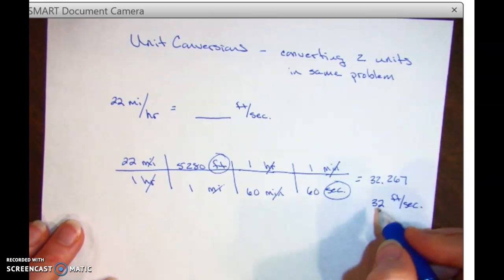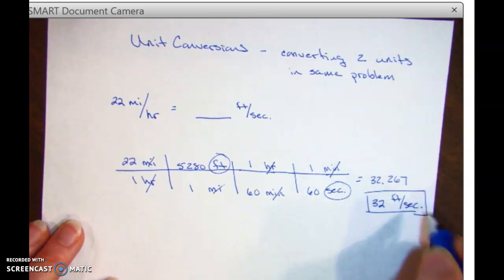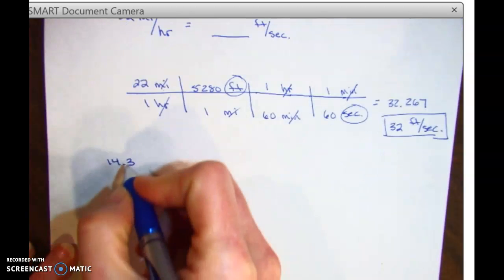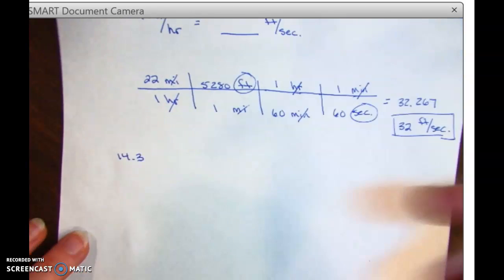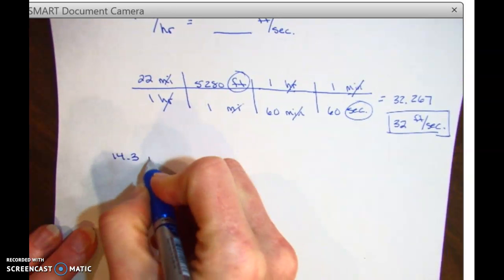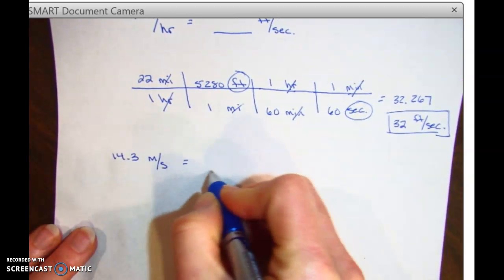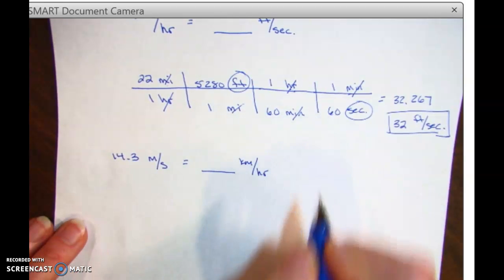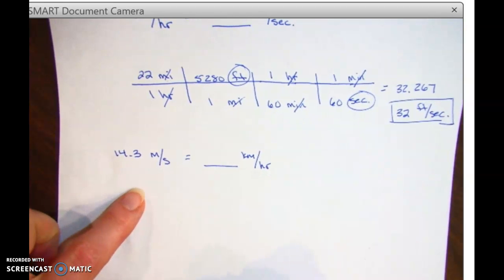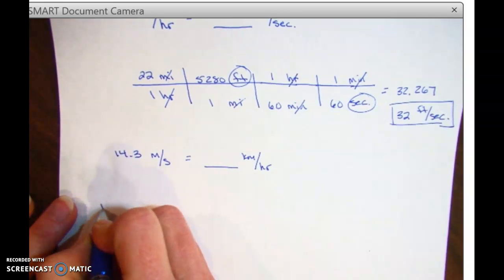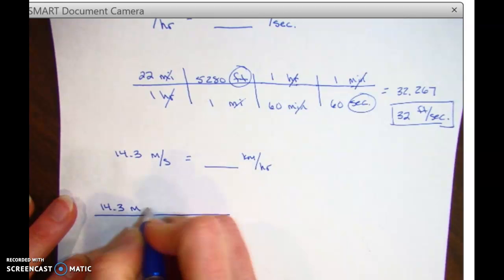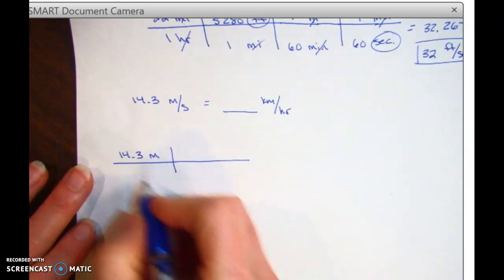I'm going to do one more example. This time we're going to start with 14.3 meters per second. And we're going to convert it to kilometers per hour. I want to know how many kilometers per hour that is. Start with what you're given, 14.3 meters. Start a train track per second.